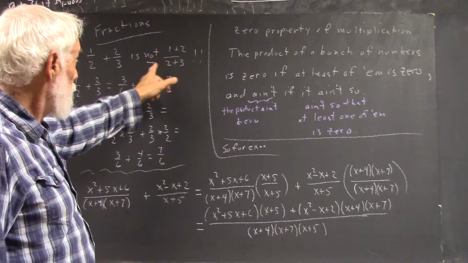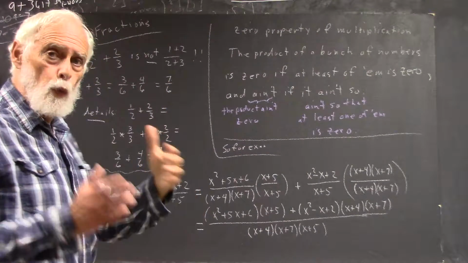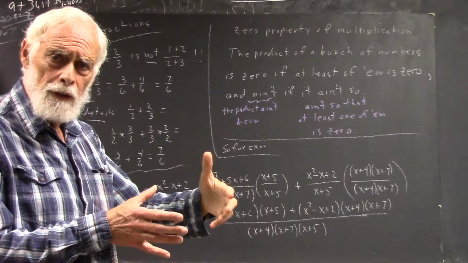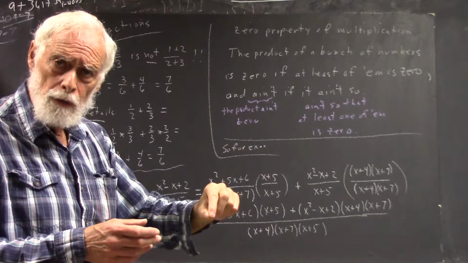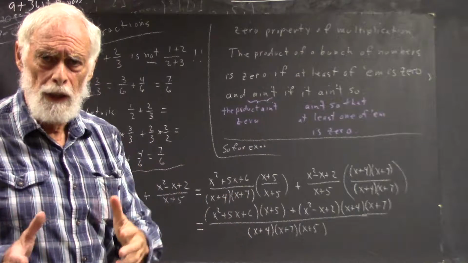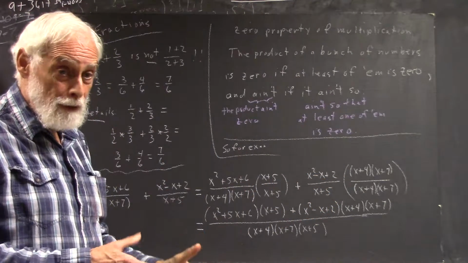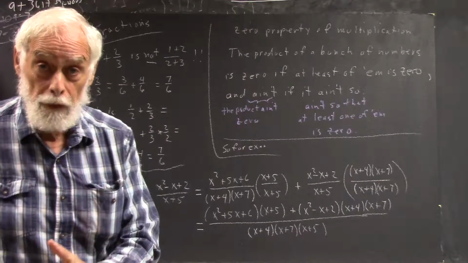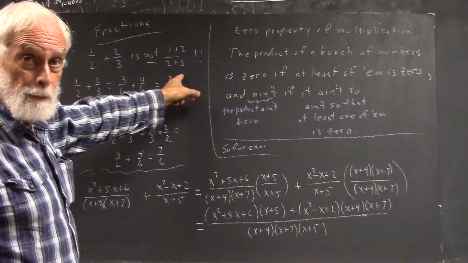You don't add numerators and add denominators. You don't do that. If you did, then 1/2 plus 1/2 would be 1 plus 1 over 2 plus 2, which is 2 over 4, which is 1/2. Well, 1/2 plus 1/2 is not equal to 1/2. If you got half an apple and another half an apple, you got more than half an apple, right? So that disproves this fallacy that I keep seeing.